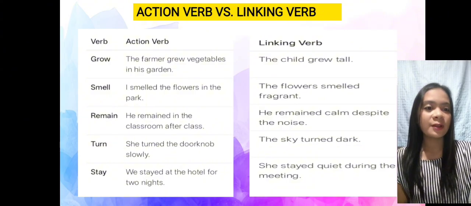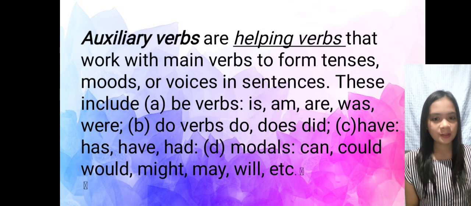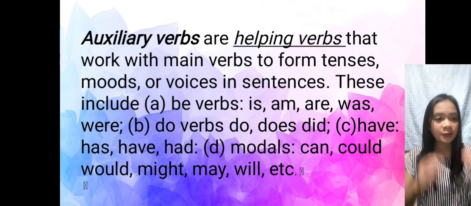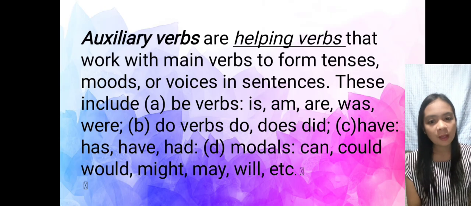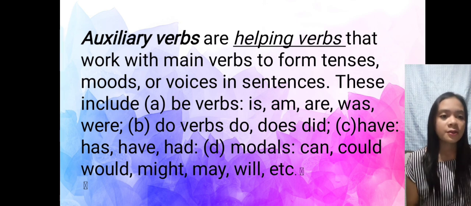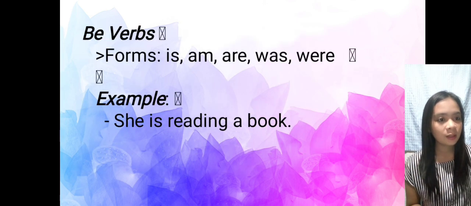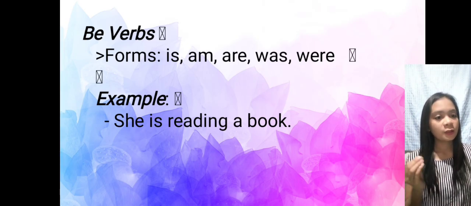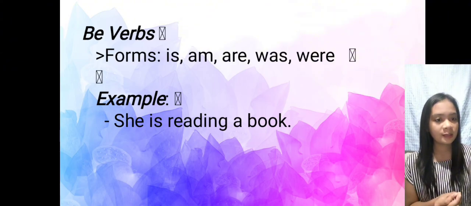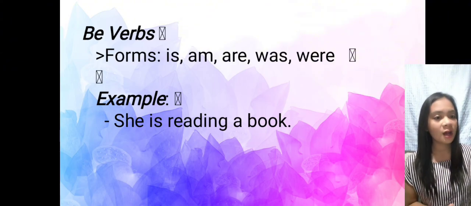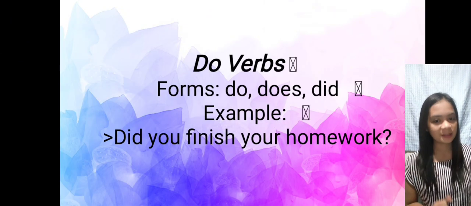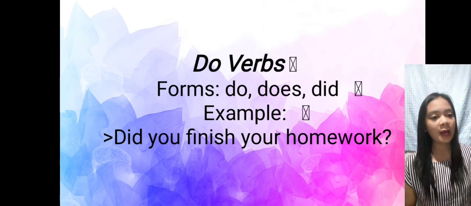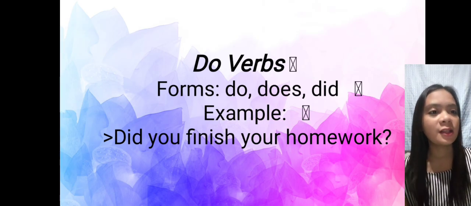So now let's proceed to the auxiliary verbs. Auxiliary verbs are helping verbs that work with main verbs to form tenses, moods, or voices in sentences. These include be verbs: is, are, was, were; do verbs: do, does, did; have verbs: has, have, had; and the modals: can, could, would, might, may, will, and etc.